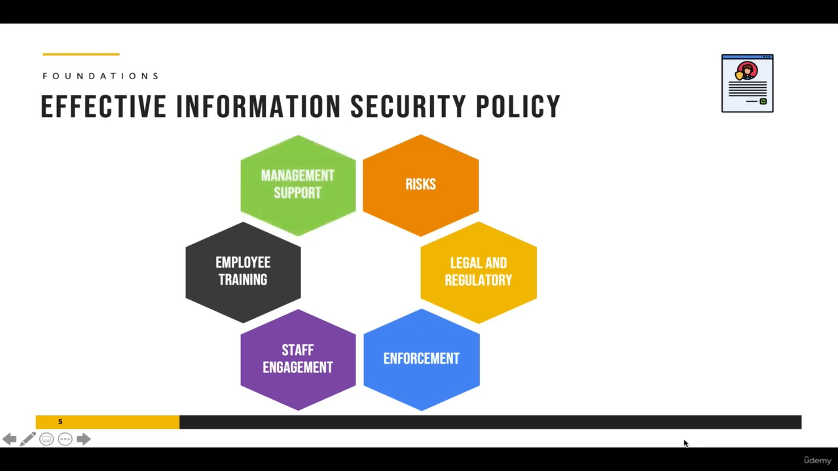Finally, you should always have management support, and the support should not be verbal, it needs to be written and it needs to be visible. So if employees see senior management owning a security policy and recommending it, then they are more likely to follow it. So this concludes our lecture.